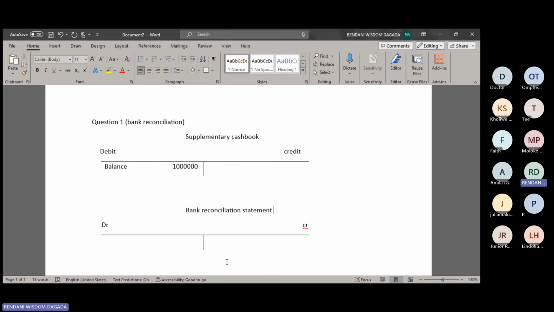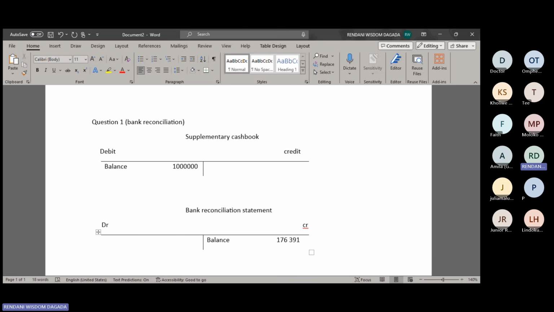It no longer goes to the debit, but it goes to the credit side. So since this balance is positive, we are going to put it here. We're going to say balance 176,391. That's how you do it. In the supplementary cash book, anything that is positive goes on debit. On the bank reconciliation, anything that is positive goes on the credit. That is how you do your bank reconciliation. Okay, let's keep reading. Okay, we got the balance.